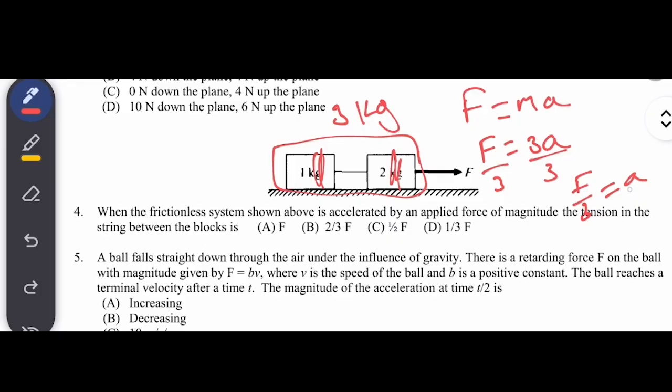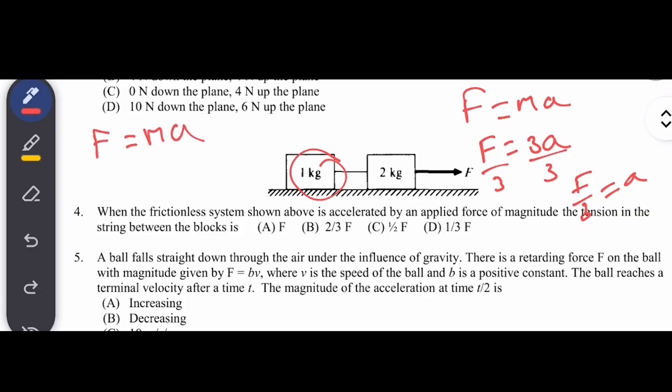Now that we know the acceleration is equal to F over 3, we can use this acceleration for either block 1 or block 2. But I'll show you guys how to do it for both blocks. For example, if we take block 1 first, we have that force is equal to mass times acceleration, Newton's second law. The mass is 1 kilogram, and the acceleration is constant in the system, so the acceleration for this box is going to be F over 3.